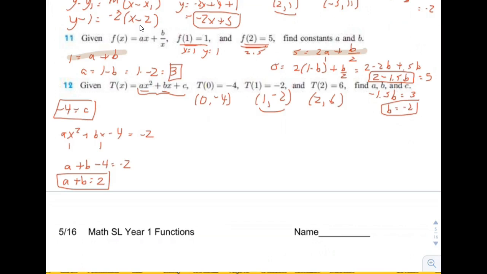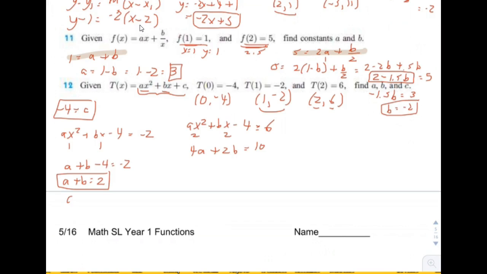Then we take the same one here, and then we're going to put 2 and 6 in. So we're going to put 2 here, and 6 here, and then see what we get for a and b. So we're going to have 4a plus 2b equals, and we're going to add 4 to both sides, and we get 10.